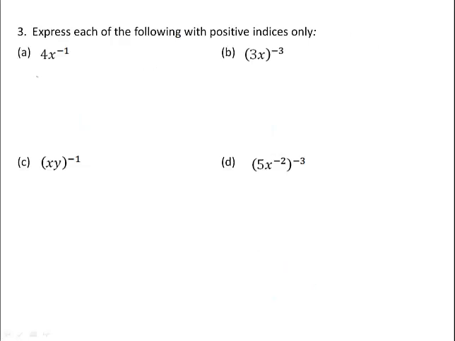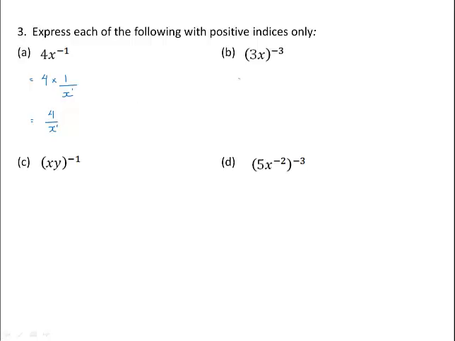To simplify each of the following, we need to look at the powers and think very carefully about what they apply to, especially when there's brackets. In this first example, the power of minus 1 only applies to the x and not the 4. So this would be the same as 4 times 1 over x to the power 1, or 4 over x. You can see that the x to the power minus 1 has simply been moved to the denominator, and the power of minus 1 changed to a power 1.